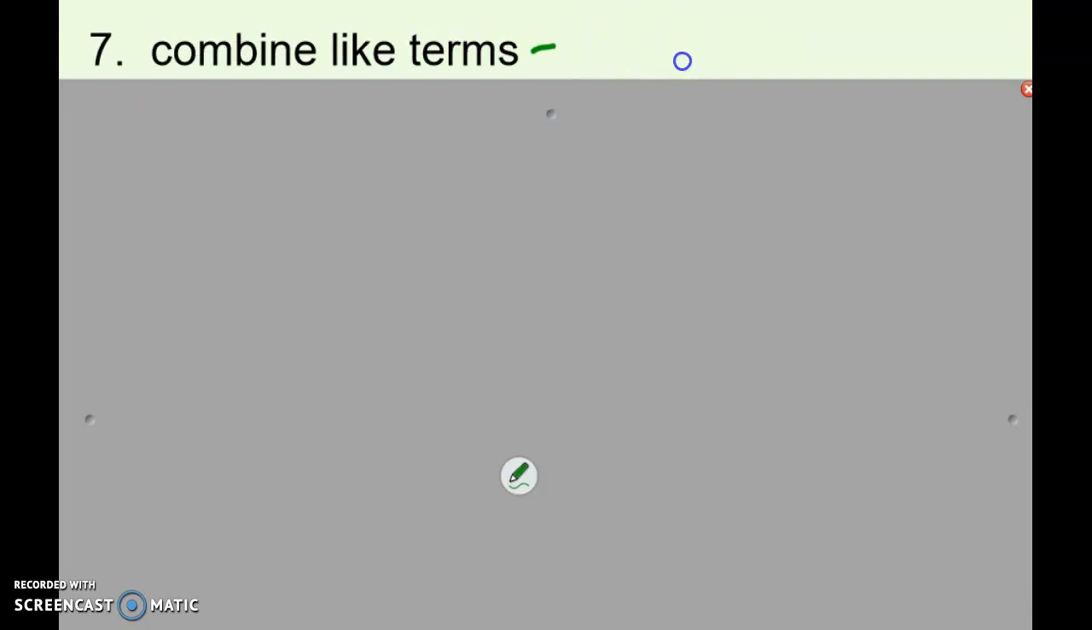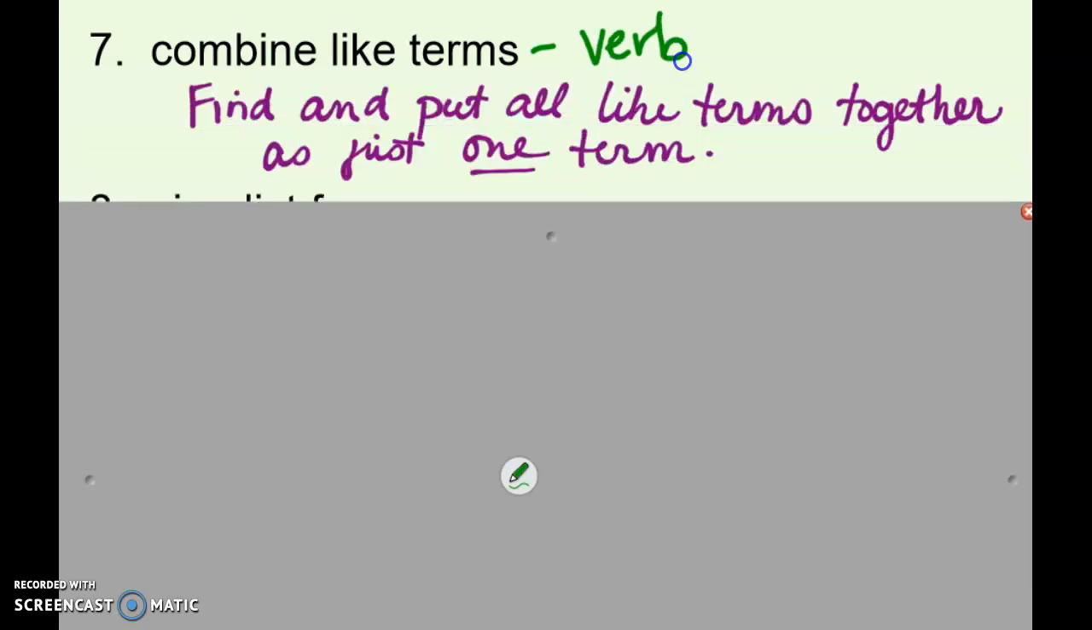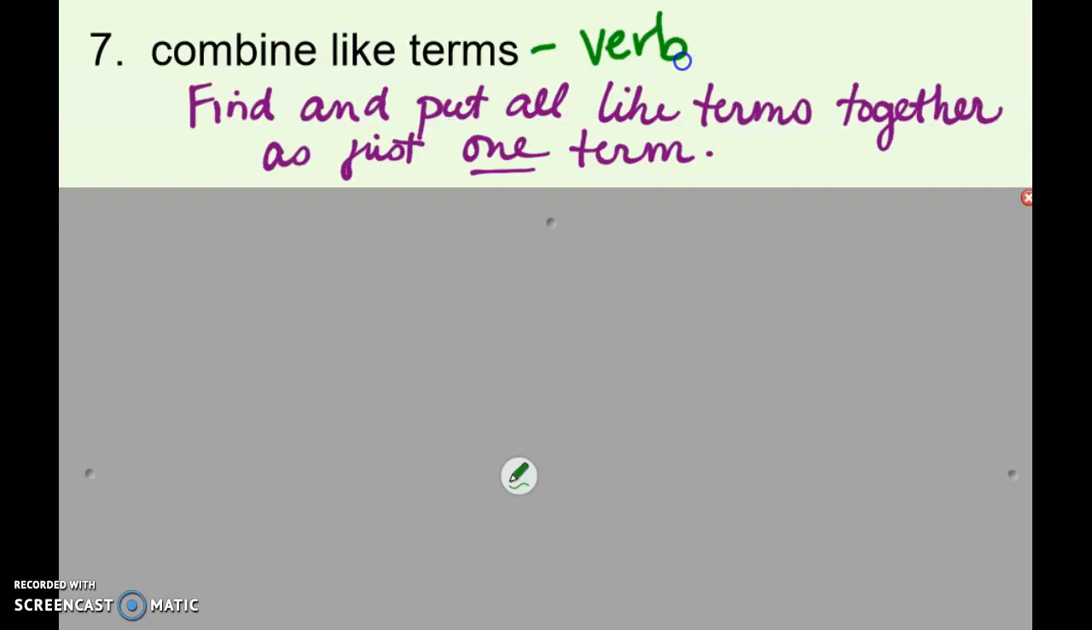I'm on to number 7. This is combine like terms. Again, this is a verb. This is what the directions might say. Combine the like terms, okay? And here's our definition. It means find and put all the like terms together as one term.